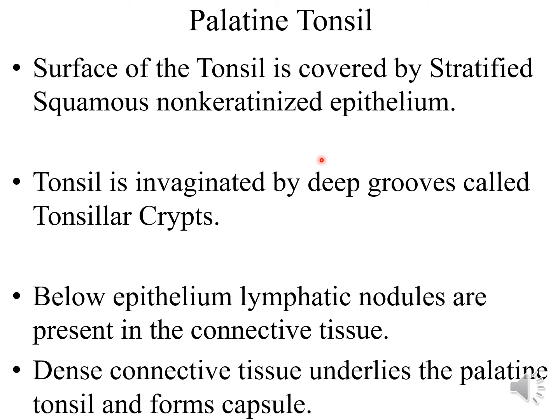Here we will talk about how the surface of the tonsil is covered by stratified squamous non-keratinized epithelium, which faces the oral cavity. As we have discussed, the tonsil is present in the oral cavity posteriorly on its lateral wall. The part of the tonsil facing the oral cavity is lined by the stratified squamous non-keratinized epithelium of the oral cavity, and the surface is not smooth but has multiple grooves. 10 to 20 grooves are present, known as tonsillar crypts. Below the epithelium we have lymphatic nodules in the connective tissue, and dense connective tissue underlies the palatine tonsil and forms its capsule.